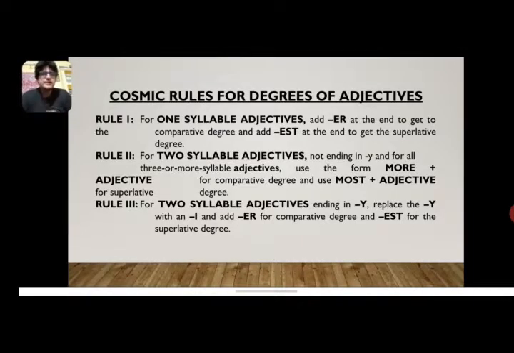So one syllable adjectives may use ER at the end to get to the comparative degree, and they may use EST to get to the superlative degree. If I say big, it uses ER in the end. That is bigger and biggest, right? If I say TALL, that's a one syllable adjective, tall. Taller, tallest. Fat, fatter, and fattest, right?